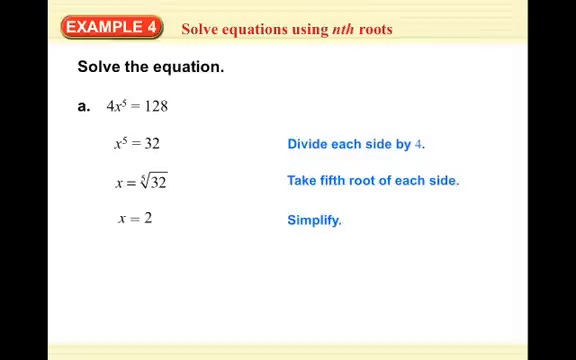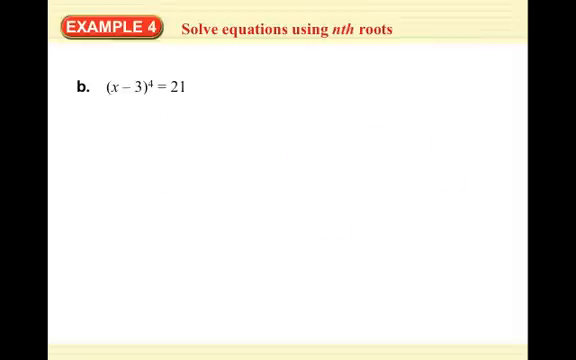Now notice we didn't have to do plus or minus when we did the 5th root. That's because 5 is an odd number. When you take the odd root, you don't have to do plus or minus. When you take an even root of both sides of an equation, you have to do plus or minus.